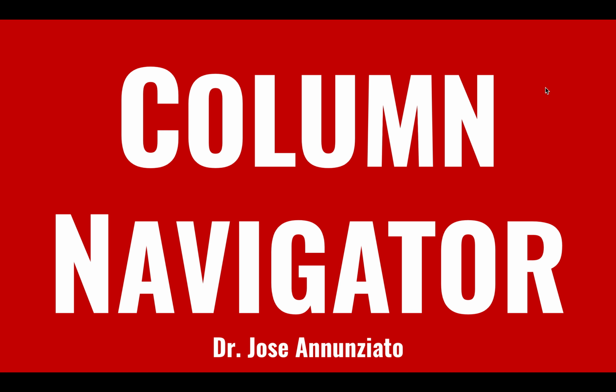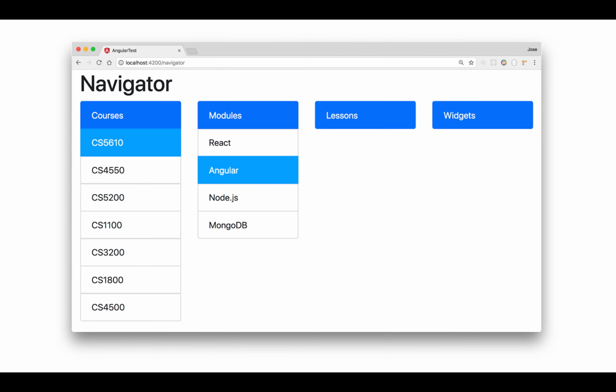All right, so let's see if we can build a small Angular application that would allow us to navigate through several layers of one-to-many relationships between courses that might have multiple modules, modules that might have multiple lessons, lessons that might have multiple widgets. It might be a good place to get started that you might use for your own upcoming assignments.